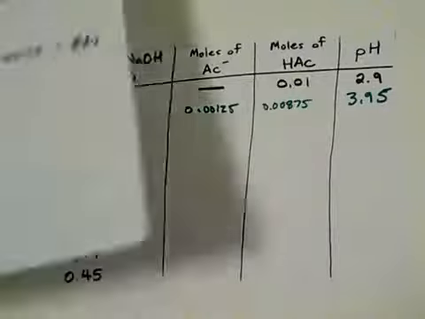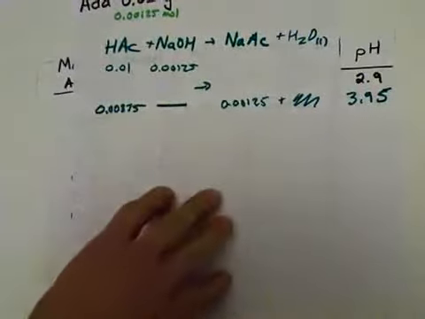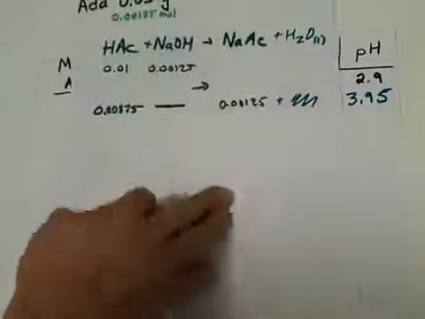Now, I'm only going to do this once more the long way, just to show you how it works. Then I'm going to take a little shortcut. Let's add another 0.05 grams of NaOH. That takes us to 0.1 total.